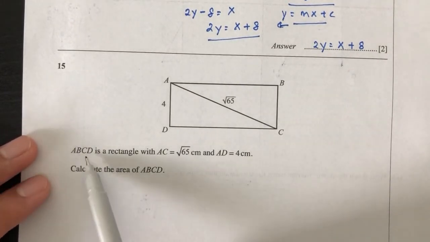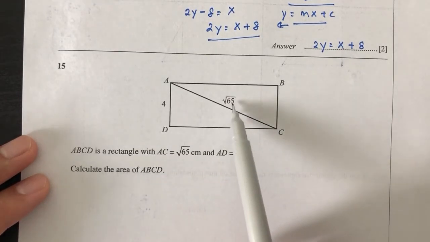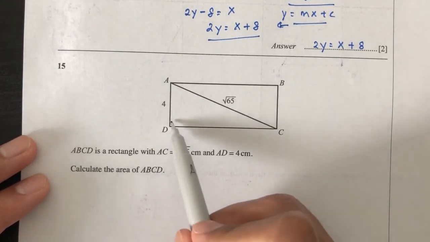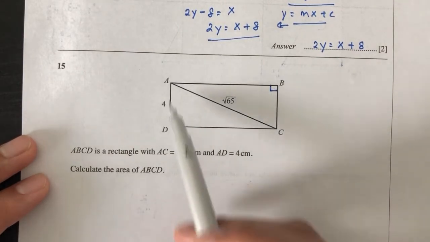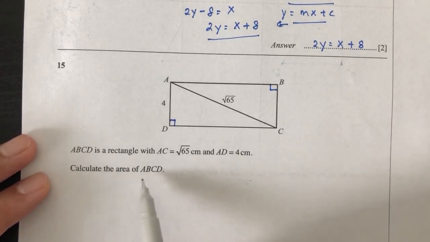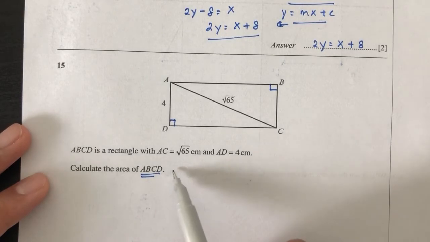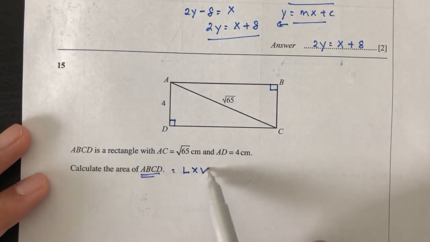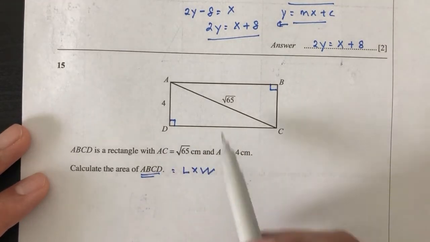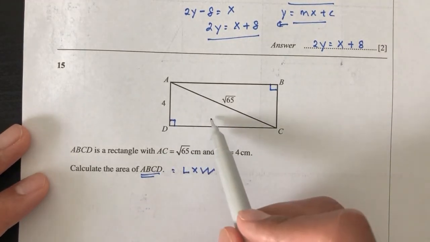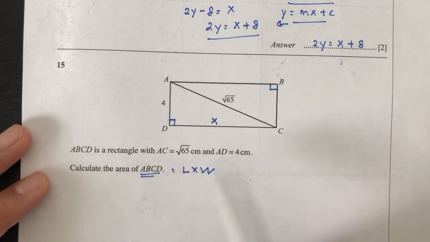We have ABCD is a rectangle with AC as square root of 65. So we have a right angle here as well. It's a rectangle, so the angles are right angled. Find the area of ABCD. So how do you find the area of a rectangle? It is usually length times width. So we have to find the length of DC. So as you can see, we have to find, let's call it x. We have to use Pythagoras Theorem to find this length.